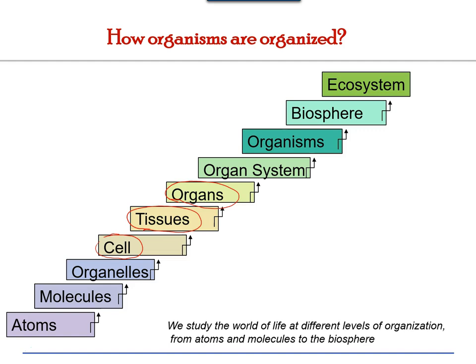An organ system is a higher level of organization that consists of functionally related organs. For example, vertebrate animals have many organ systems, such as a circulatory system that transports blood throughout the body to and from the lungs. It includes organs such as the heart and blood vessels. Organisms are individual living entities. For example, each tree in a forest is an organism.